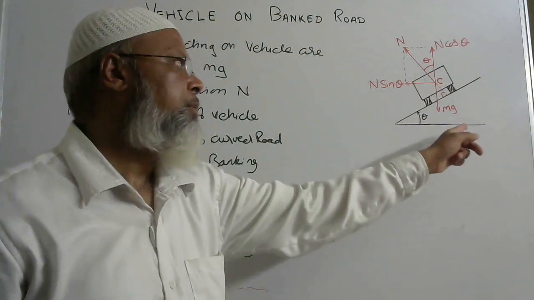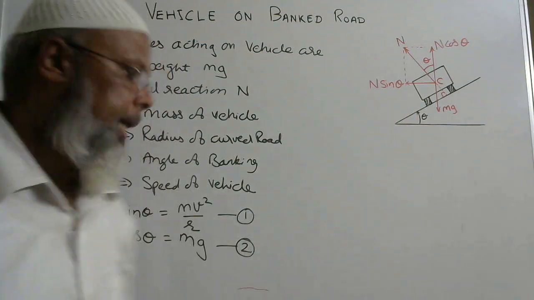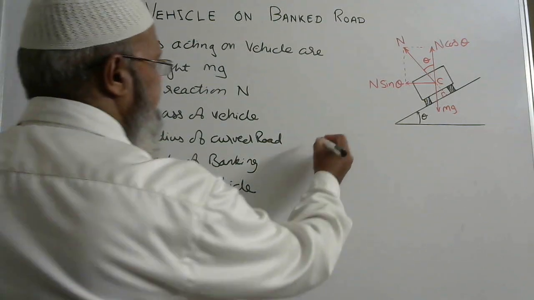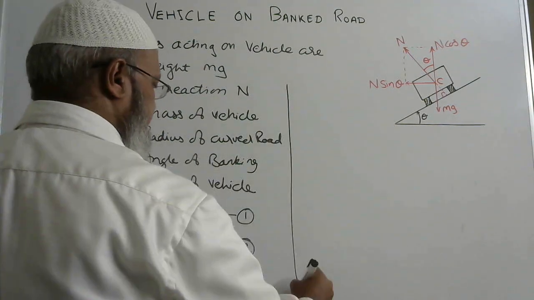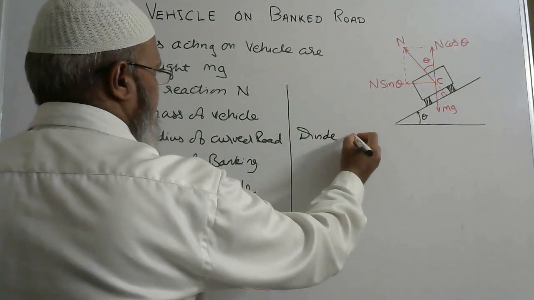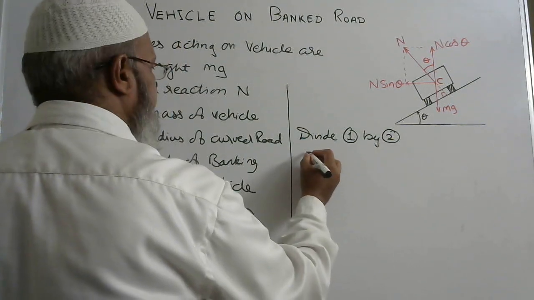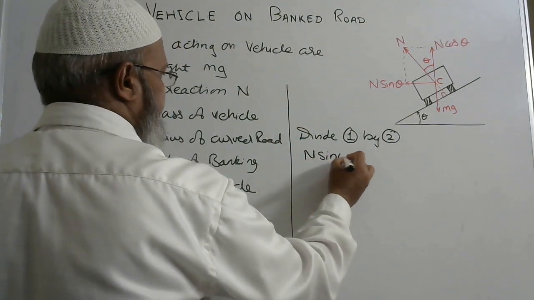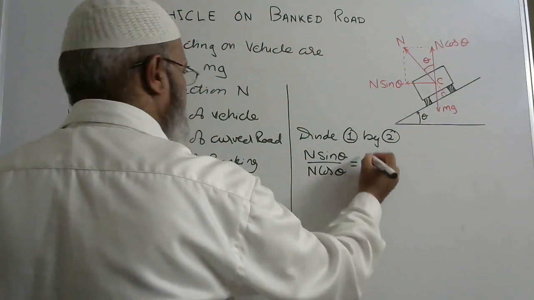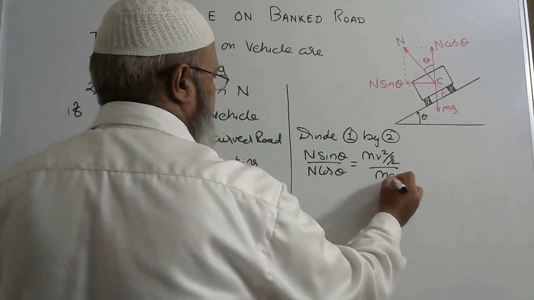N cos theta is balanced by the weight mg, and N sin theta is balanced by the centripetal force mv square upon r. Okay, now let us divide 1 by 2. We'll continue here. Dividing 1 by 2, it will become N sin theta upon N cos theta equals mv square upon r whole upon N into g.